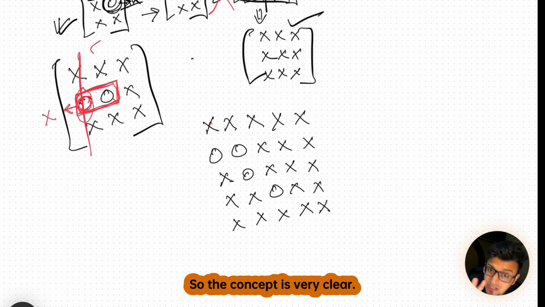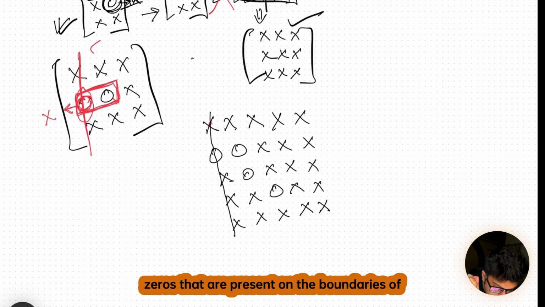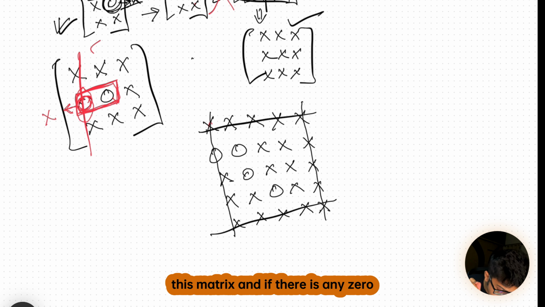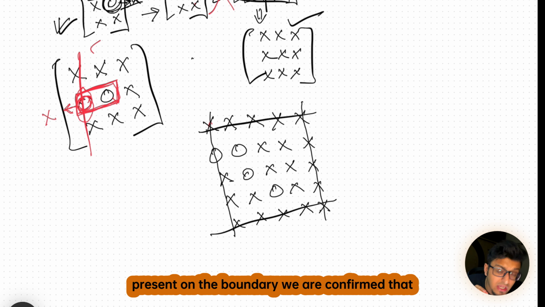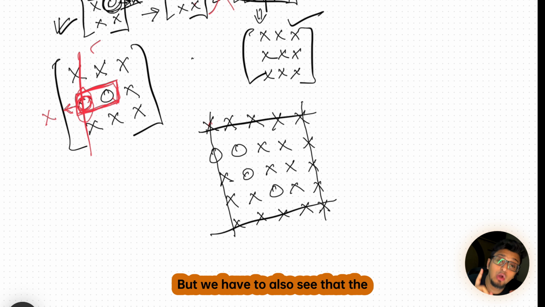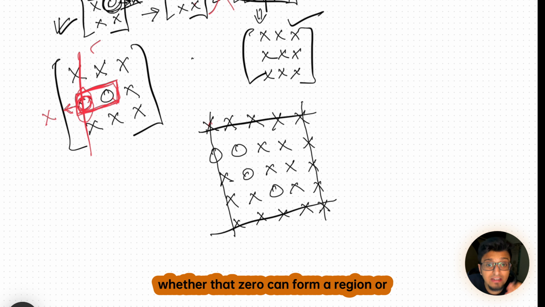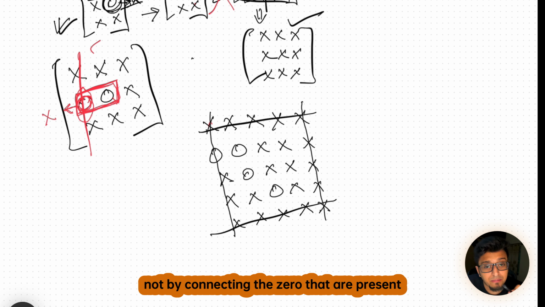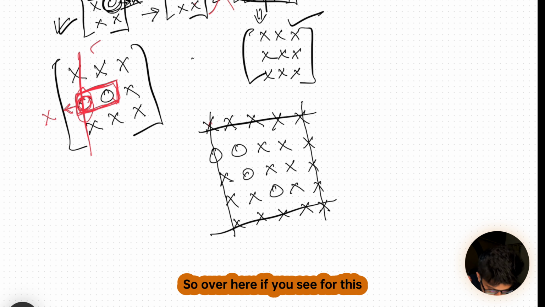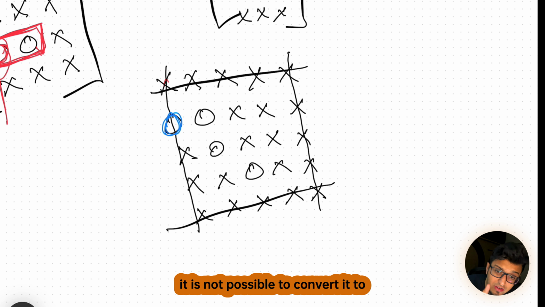So the concept is very clear. What we have to do? We have to see what are the zeros that are present on the boundaries of this matrix. And if there is any zero present on the boundary, we are confirmed that we cannot convert that zero to x. That is fine. But we have to also see whether the zero that we have found on the boundary can form a region by connecting the zeros that are present on its neighbor. So over here, for this zero, since it is part of the boundary, it is not possible to convert it to x.